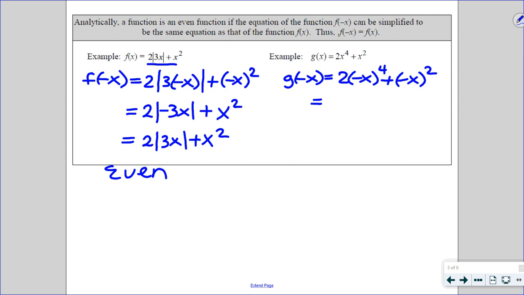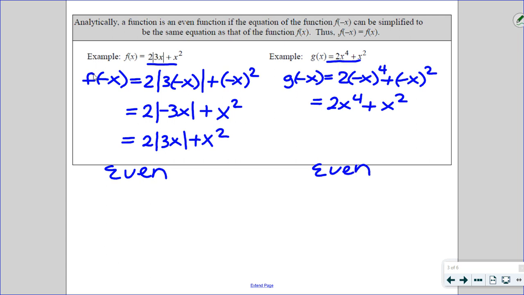And simplify. So remember, if you have a negative base and you raise it to an even power, you're going to end up with a positive value. So this is just going to simplify back to 2x to the 4th plus x squared. We got back to the original, which again tells us that this is an even function.